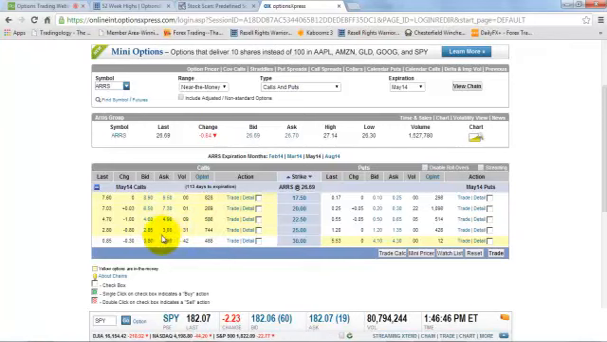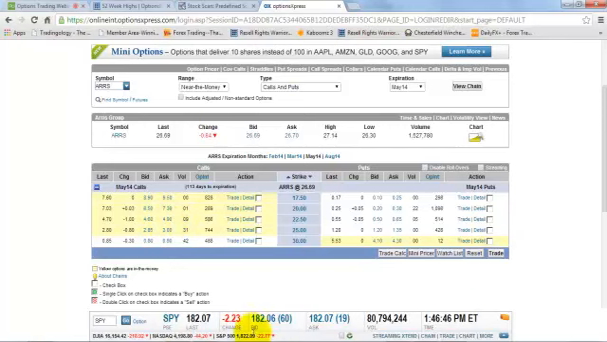If I'm going to buy one contract, it will cost me $300. One option contract controls 100 shares. So you always multiply the ask by 100, which falls within our 2% risk management.